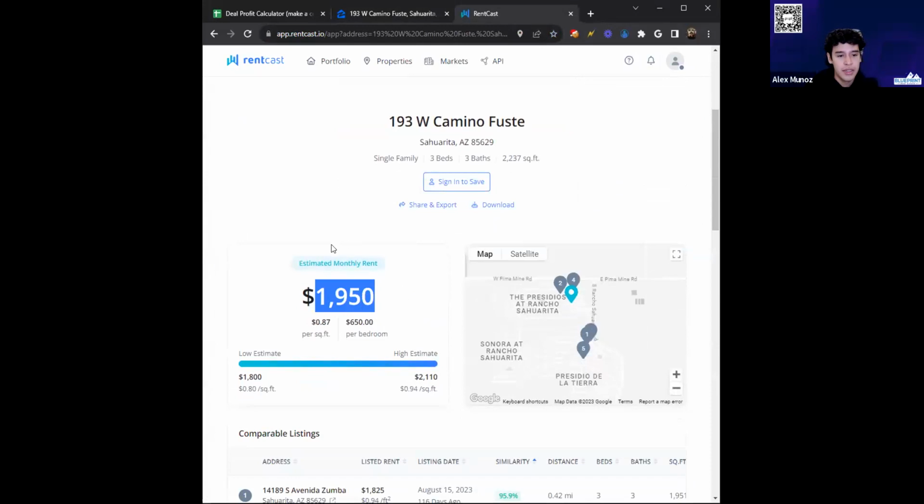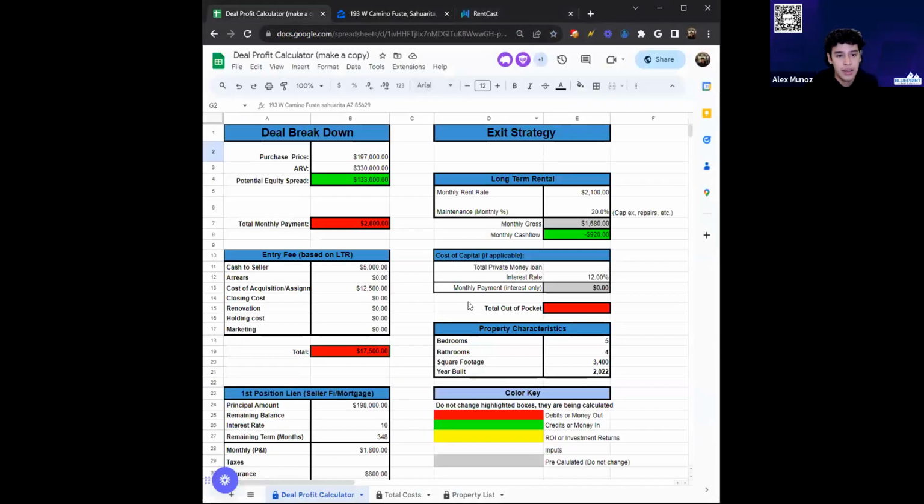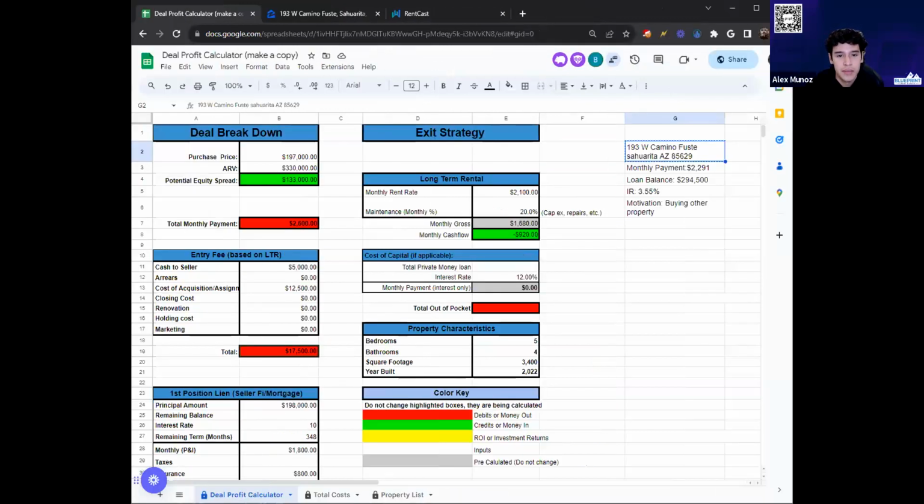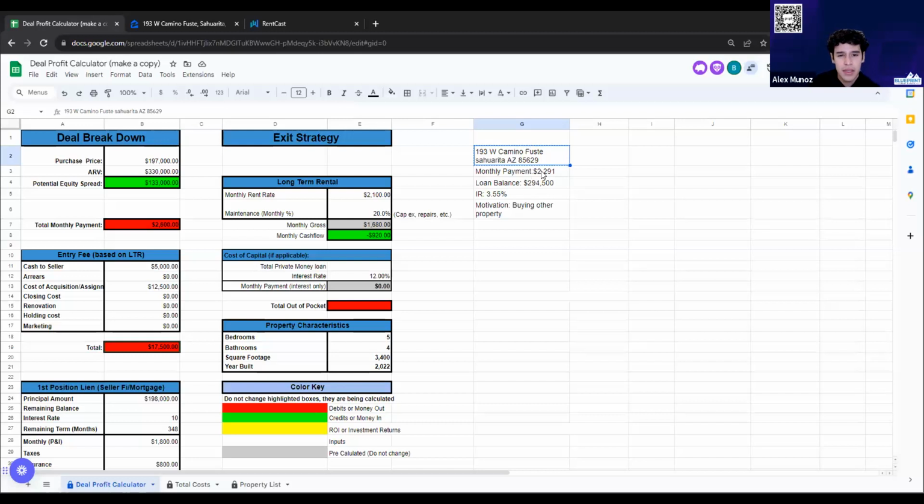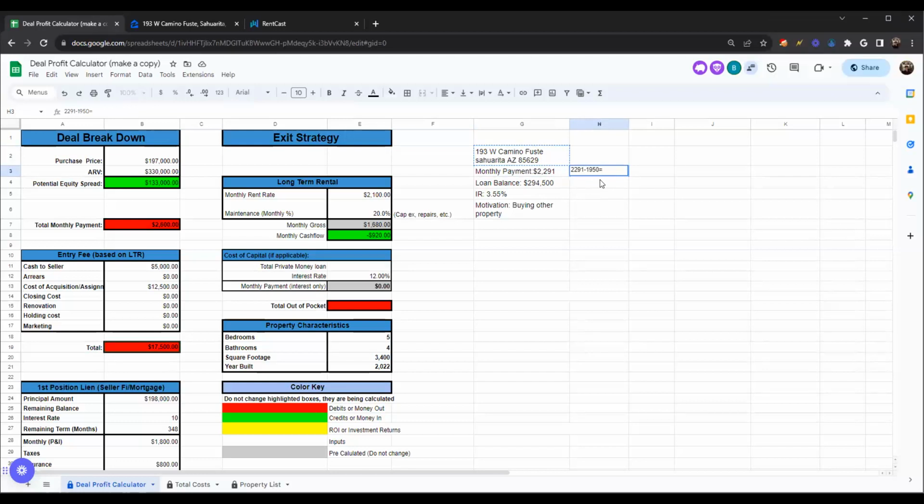And so this one's showing 1950. And going back to the spreadsheet, the monthly payment is 2300. So this deal does not cash flow. Because 2291 minus 1950 equals, I don't know. Or I'm sorry, I think I'm doing it backwards. I can't put this number in front.